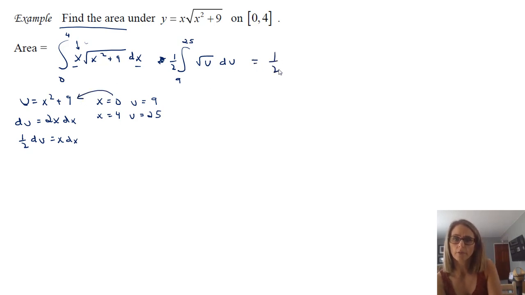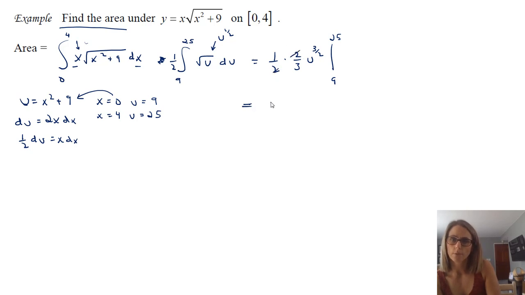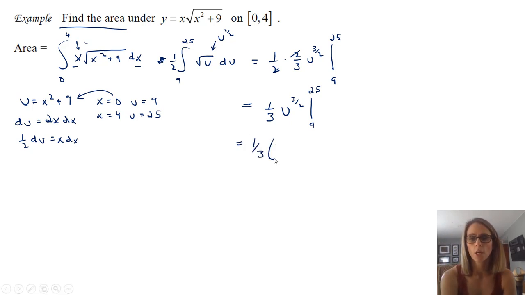So now I have 1/2, and this of course is u to the 1/2. So that's going to be 2/3 u to the 3/2, that I'm evaluating from 9 to 25. Well, that's going to simplify, okay, so I have 1/3 u to the 3/2 from 9 to 25. And now I'll just put in my values for u.